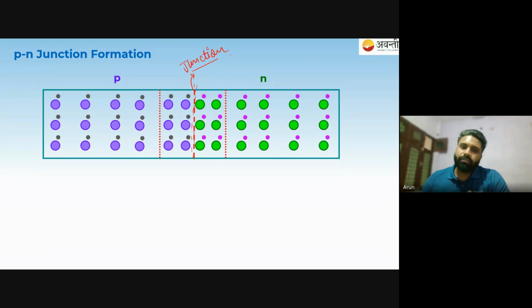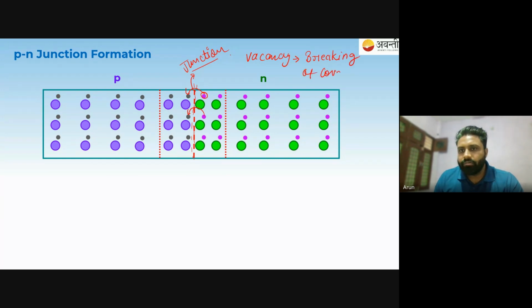So at the junction, what will happen? This electron can jump into this hole easily. This electron can also jump into this vacancy. This vacancy is created by the breaking of a covalent bond.